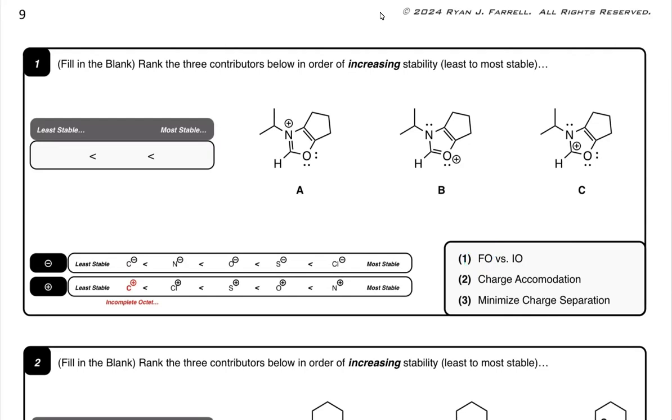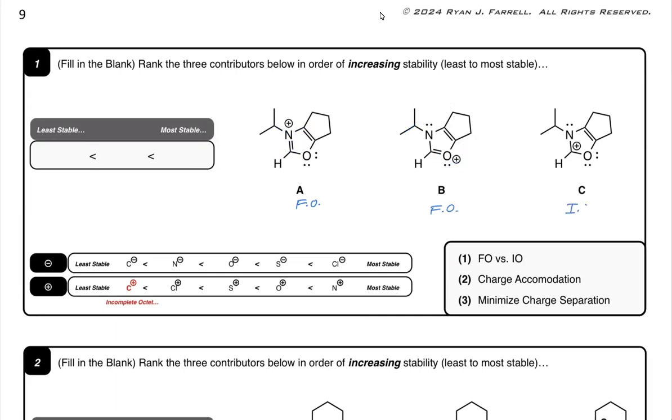Let's do that first. Structure A is full octet. The nitrogen is full octet because it's got a total of 8 electrons around it. So there's 2, 4, 6, 8 electrons around it. We count each bond as 2 electrons when we're gauging octets. The next contributor is also full octet. Oxygen is a full octet. All the atoms are full octet.